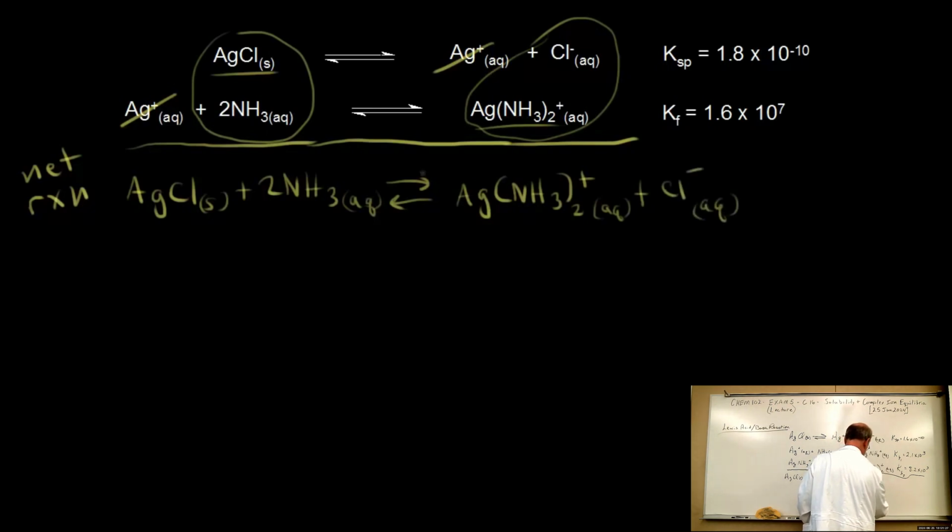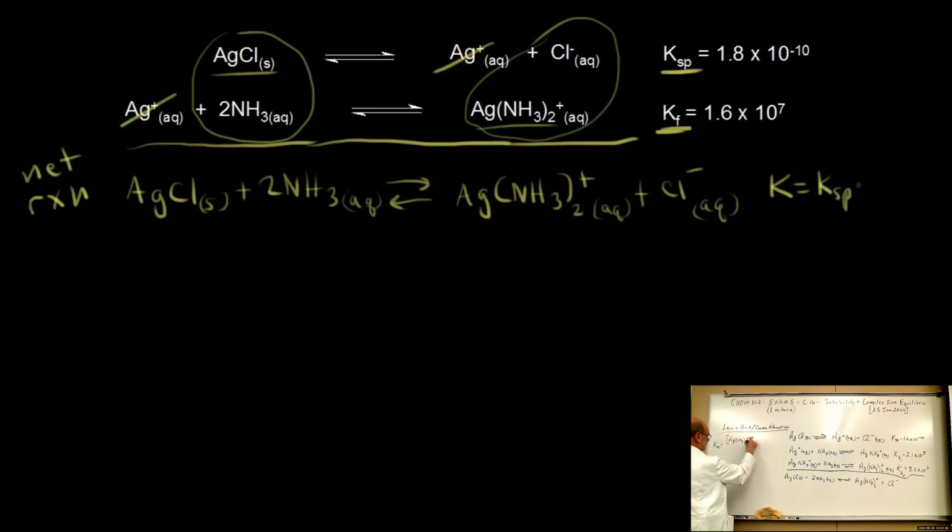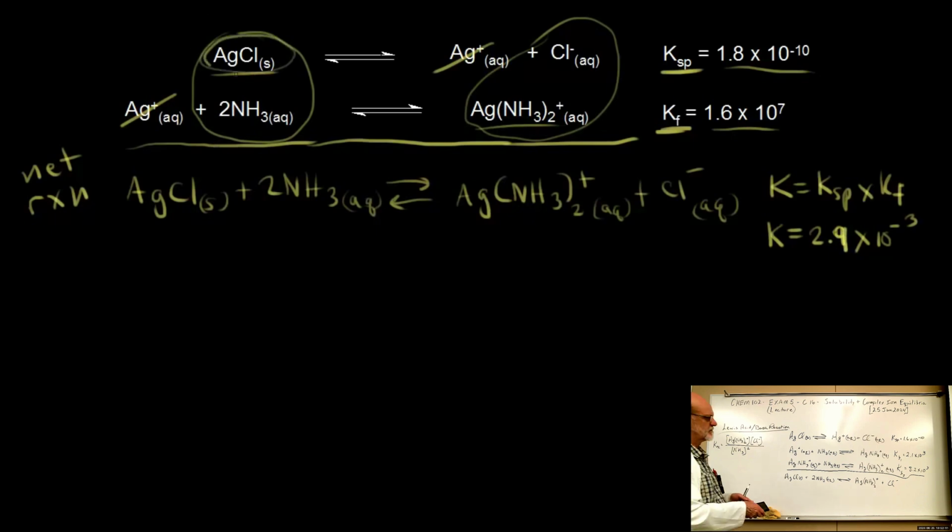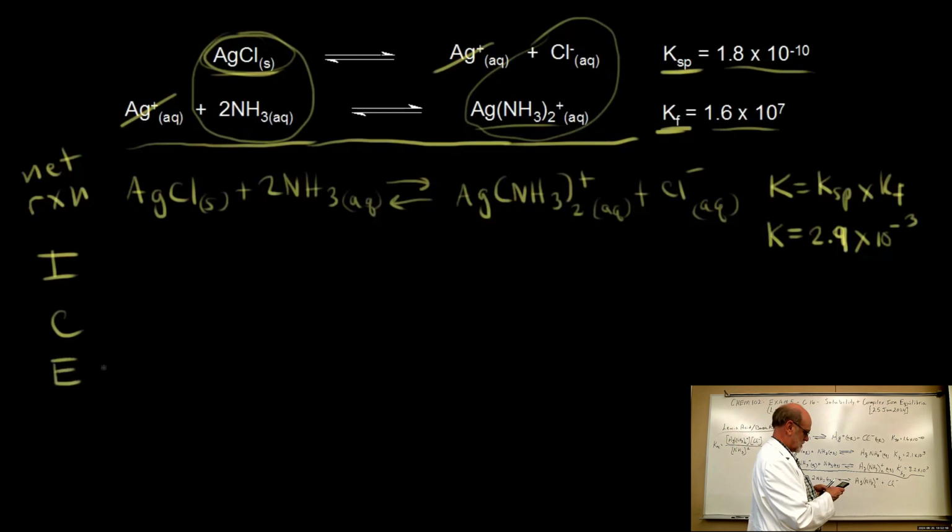So that's the net reaction, and if we added those 2 reactions together to get our net reaction, we have a new equilibrium constant, which I will call K. And if you add 2 reactions together to get your new equilibrium constant, you multiply the equilibrium constants of those 2 reactions. So K is equal to Ksp times Kf. So if you did that calculation, 1.8 times 10 to the negative 10 times 1.6 times 10 to the 7th, you'll get your new equilibrium constant. And I won't do it here just to save some time, but if you do that, you'll get 2.9 times 10 to the negative 3rd. So that's a 9, 2.9. All right, our goal is to find the molar solubility of silver chloride in our ammonia. So we set up our ice table, so our initial concentrations, our change, and then our equilibrium concentrations.